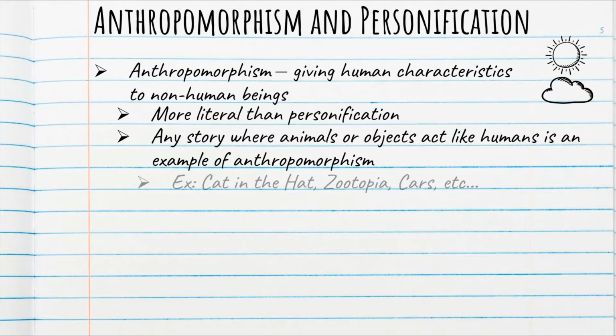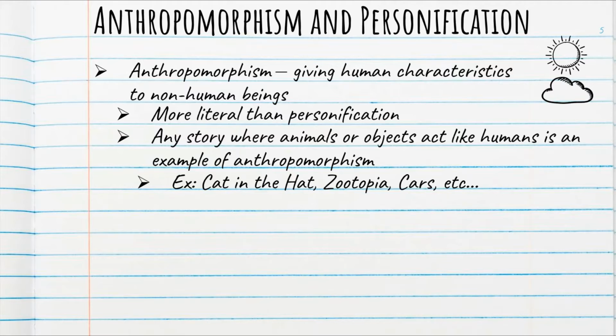Some examples of this would be Cat in the Hat. Cat in the Hat is an example of anthropomorphism because the cat acts like a human, right? Walks, talks, wears a hat, wears gloves, has a little bow tie. Cats don't do that. He's acting more like a person would act than a cat would act. That is anthropomorphism.